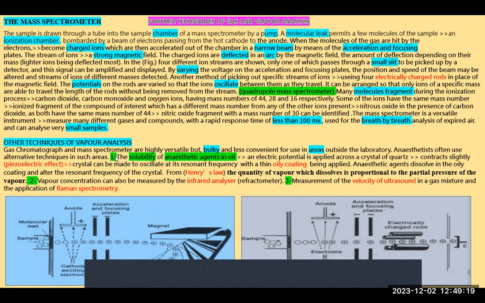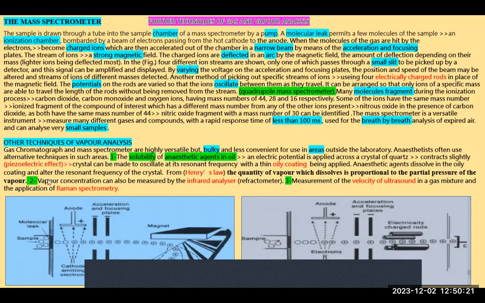Other techniques, of course, we have. First of all, the solubility of the anesthetic agent in oil, where we utilize a crystal of quartz. Crystals of quartz, whenever they are electrified, go through a resonance. They vibrate, and this vibration has, of course, a frequency. This crystal is covered by an oil. So whenever the anesthetic is subjected to this crystal while it is oscillating, it is absorbed in the oil. This absorption is correlated to the type of the anesthetic, and it changes the frequency of the oscillation of the quartz according to the type of the anesthetic being absorbed. Of course, all this follows Henry's law.